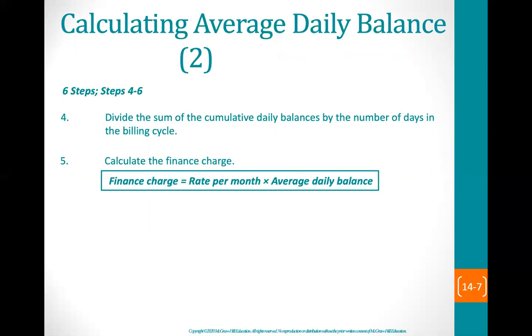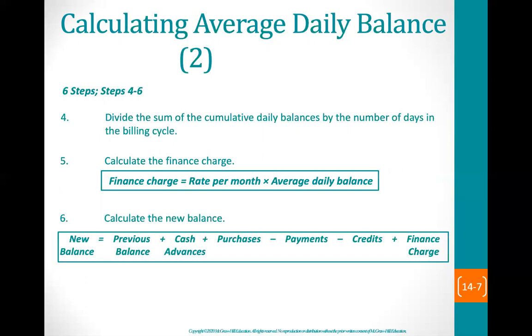Next, we need to calculate the finance charge. Finance charge is whatever the rate is per month times the average daily balance. So like in Abby's example, her annual rate was 18%, so her monthly rate is 1.5%. So then the last step is to calculate the new balance. The new balance equals whatever the previous balance was, plus cash advances, plus purchases, minus payments and credits, and then add in the finance charge.